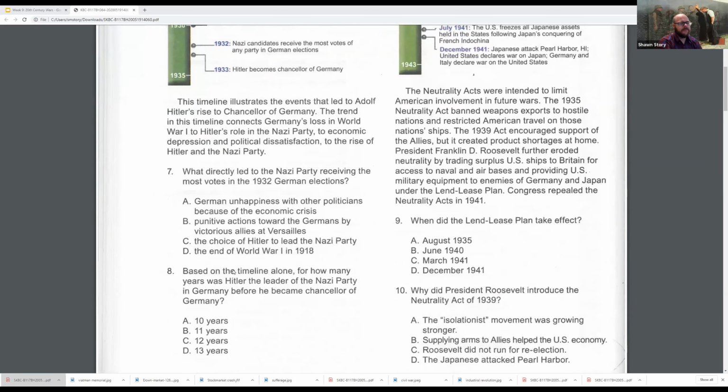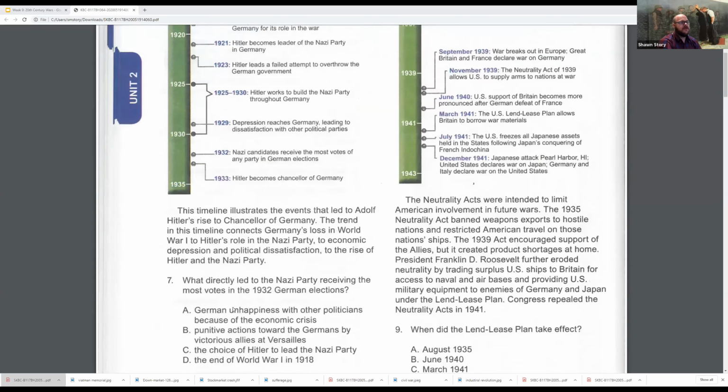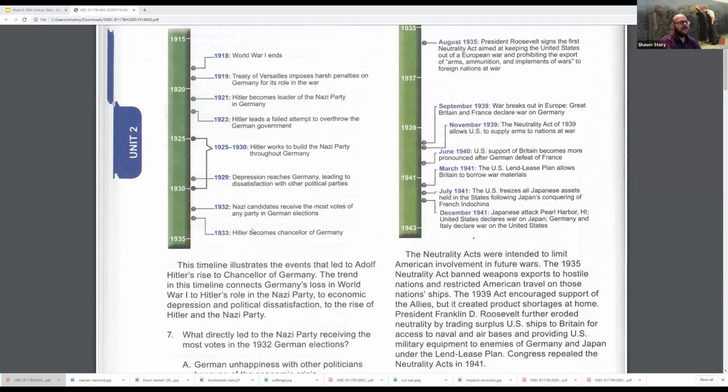Number 9, based on the timeline above, how many years was Hitler the leader of the Nazi Party in Germany before he became Chancellor of Germany? See, what year did he become? So here he becomes Chancellor of Germany in 1933. When does he become the leader of the Nazi Party? Well, here it says Hitler becomes leader of the Nazi Party in Germany in 1921. How many years is that?